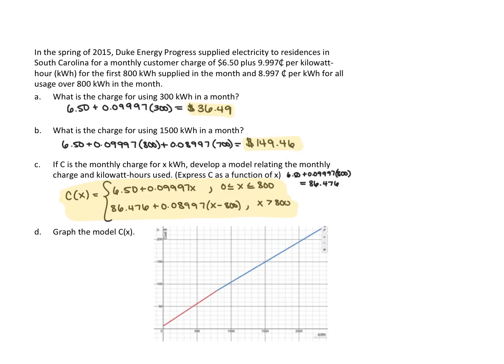So here's the graph. It's a little bit hard to tell, but the nice thing about Desmos is it kind of separates the two pieces. So I only graphed it in the first quadrant, again, because you can't have negative kilowatt hours, so it doesn't make sense to go to the left of the y-axis. So this first part here is the first part of the graph, and then it very subtly adjusts its slope for the second part of the graph. So that's that breakpoint at x equals 800. So this has been parent functions and piecewise functions.